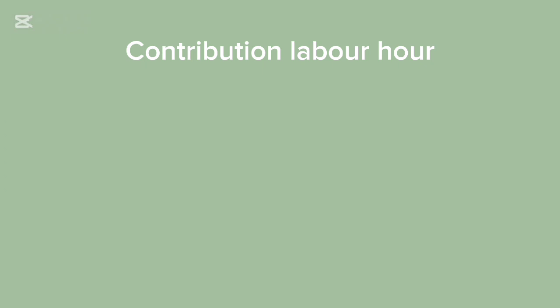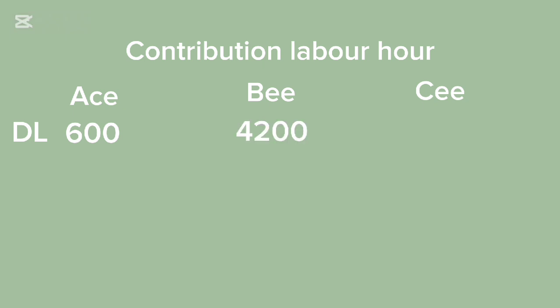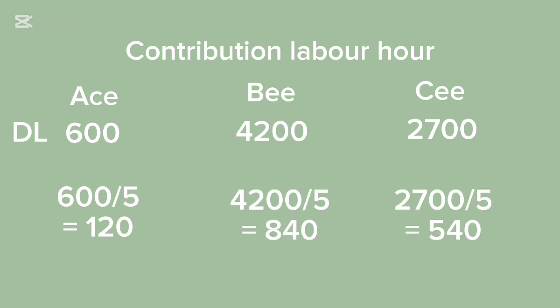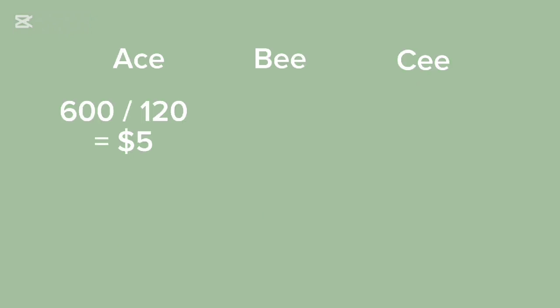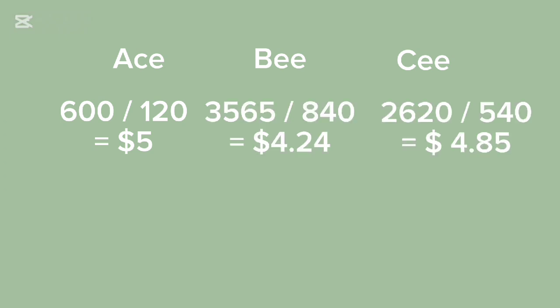Direct labor is mentioned: A is 600, B is 4,200, and C is 2,700. So take the direct labor of A, 600, divided by 5, as it is mentioned that the labor force is paid at the rate of $5 per hour, equals 120, and do the same for B and C. After that, take the contribution and divide it by 120 for A, which will equal 5, and same goes for B and C. After that, you will be able to rank the products.